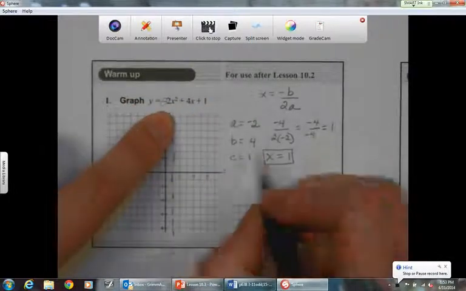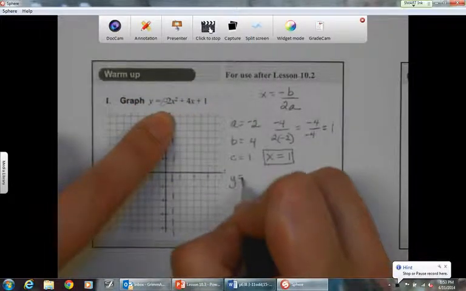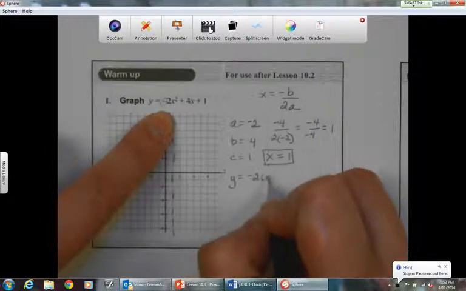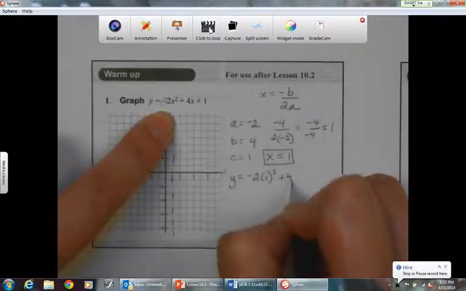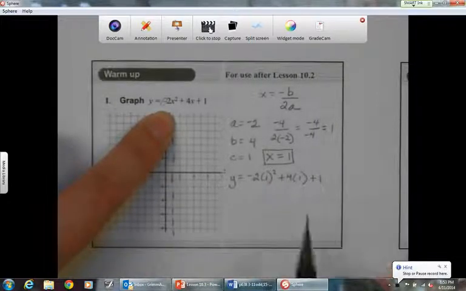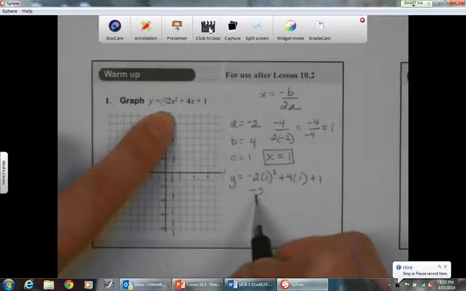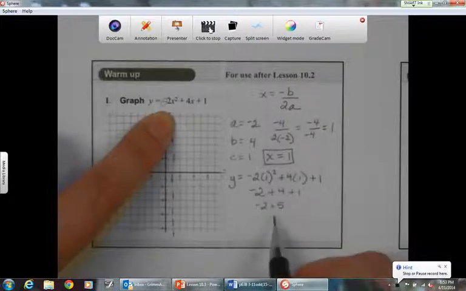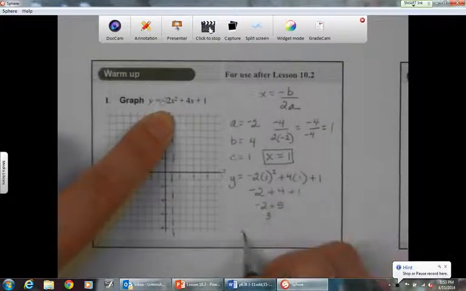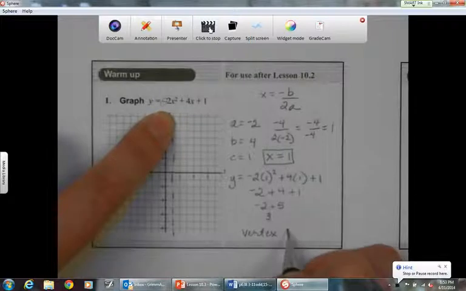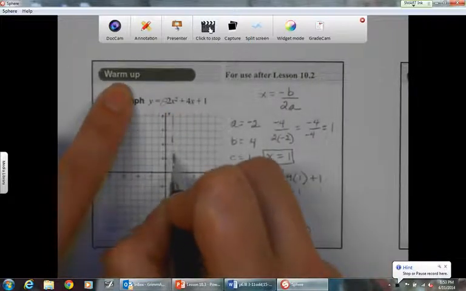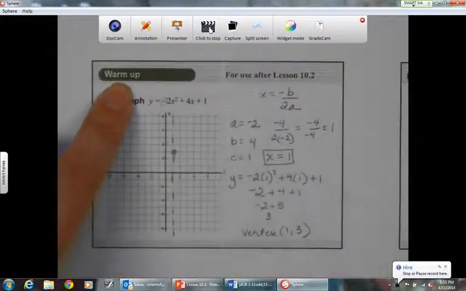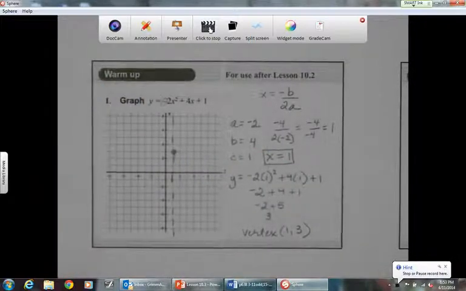So in order to find y, I'm going to take negative 2, 1 squared, plus 4 times 1 plus 1. And so this is going to be what? Negative 2 plus 4 plus 1. So negative 2 plus 5, I'm getting 3. So that makes my vertex at 1, 3. So I go over 1 and up 1, 2, 3.